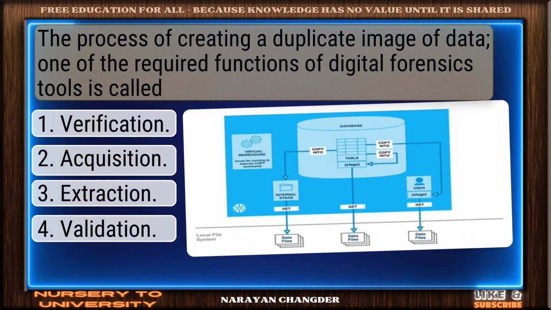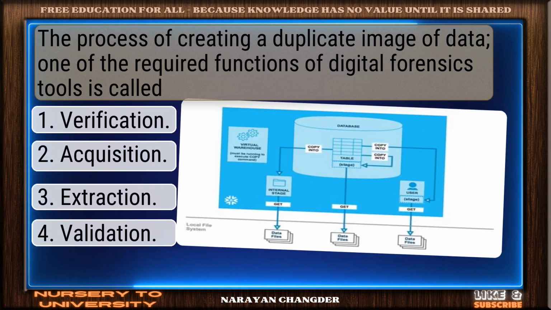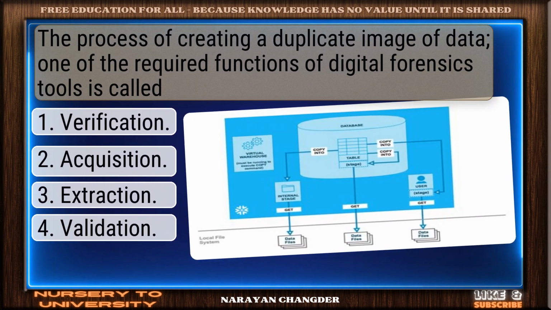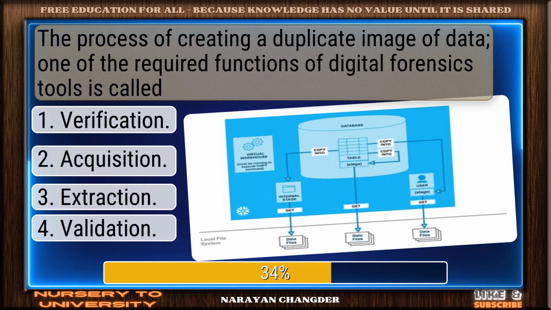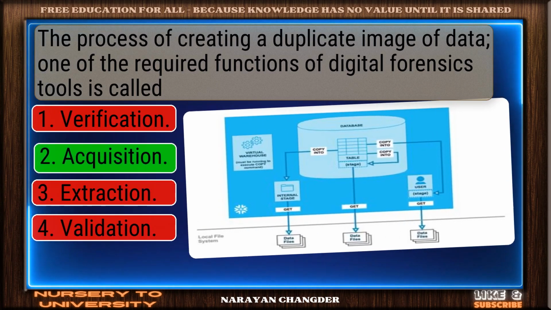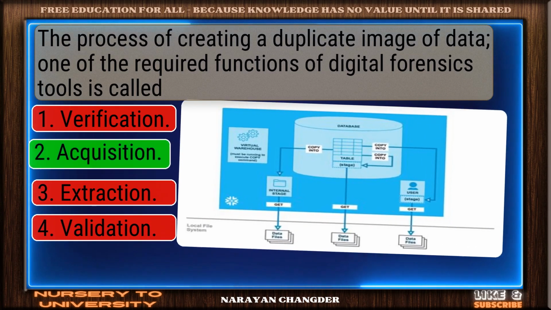Question number 15. The process of creating a duplicate image of data. One of the required functions of digital forensics tools is called. Bravo. Acquisition is the answer.